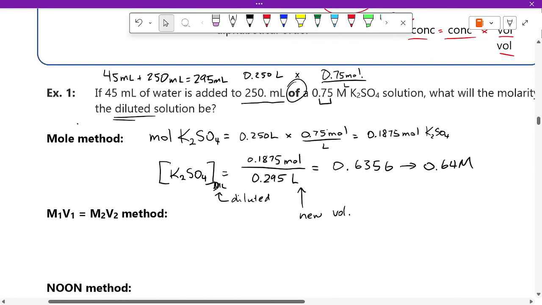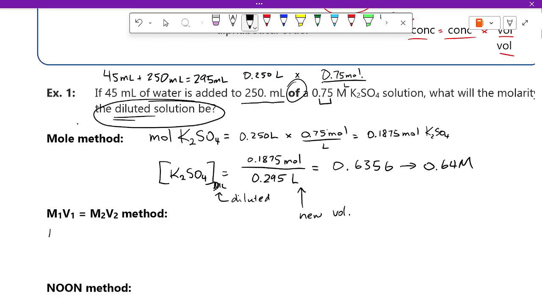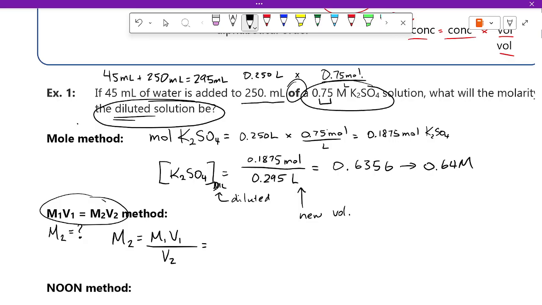M1V1 equals M2V2. We want the diluted solution and we want its molarity. So M2 is what we don't know. So I'm going to solve this equation for M2. So M2 is equal to M1 times V1 over V2. And now, because I'm kind of stupid, I have to think to myself very carefully, who is M1? Oh, there's only one molarity, so it has to be that one.